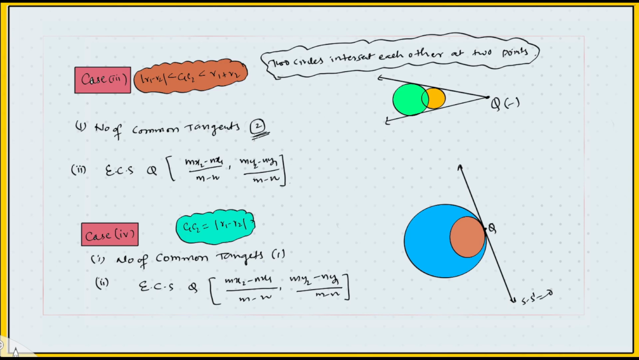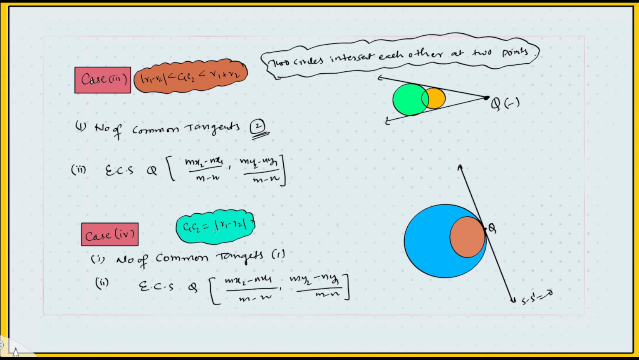How many tangents can we draw? We can draw only 2 common tangents from the external center of similitude. External center of similitude means Q equals (mx2 minus nx1) by (m minus n), comma (my2 minus ny1) by (m minus n), where m is to n is the ratio r1 to r2, and x1 y1, x2 y2 are the coordinates of center 1 and center 2. Now case 4.